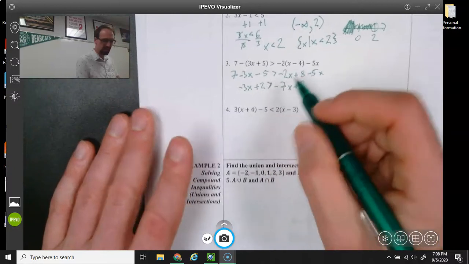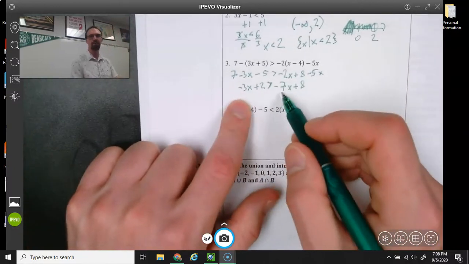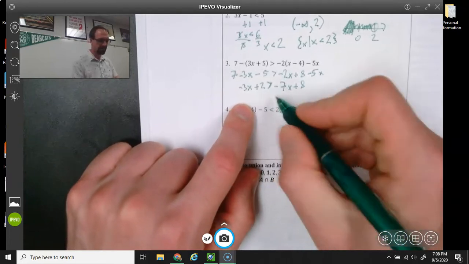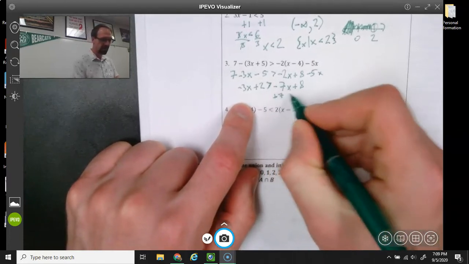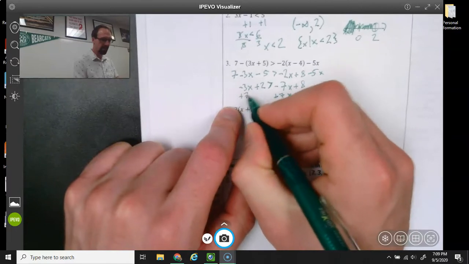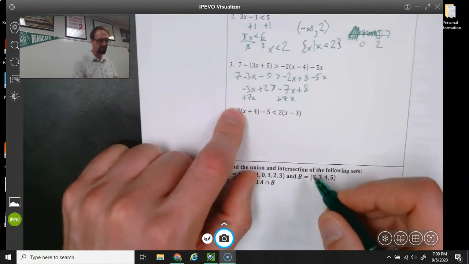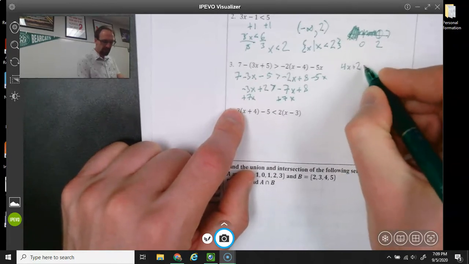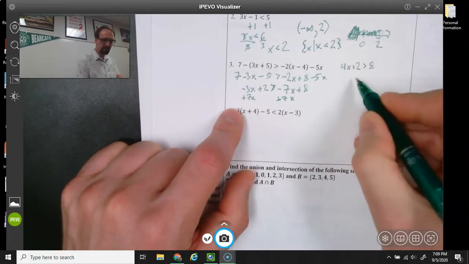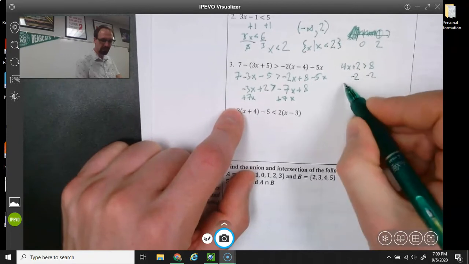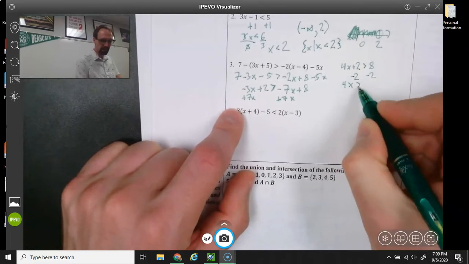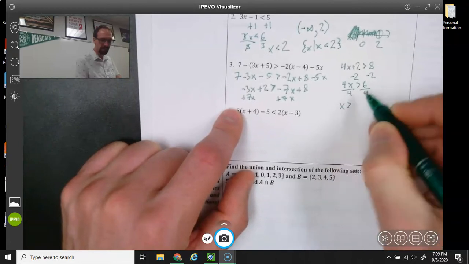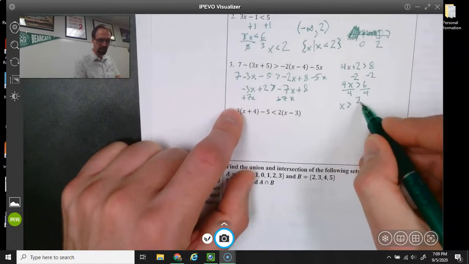When you have variable on both sides, I always pick the smaller of the two to move or manipulate, and that ensures that I don't have a negative to mess with later. So I'm going to add 7x on both sides. That gives me 4x plus 2 is greater than 8. Minus 2 on both sides. And I get 4x is greater than 6, divided by 4, and I get x is greater than 3/2.